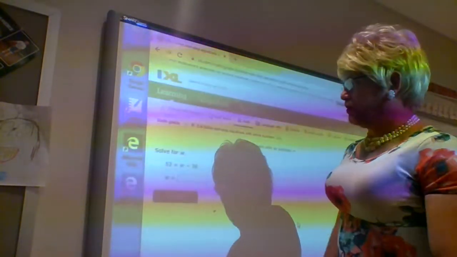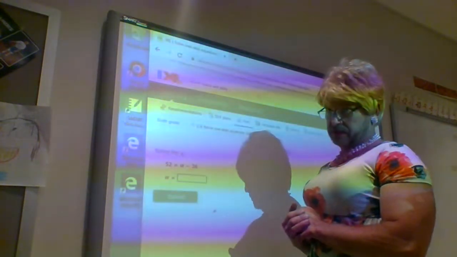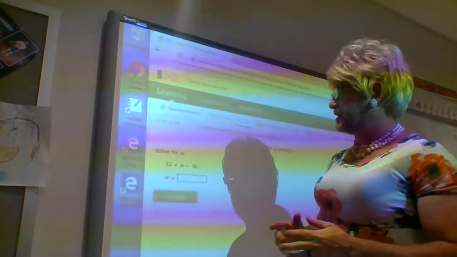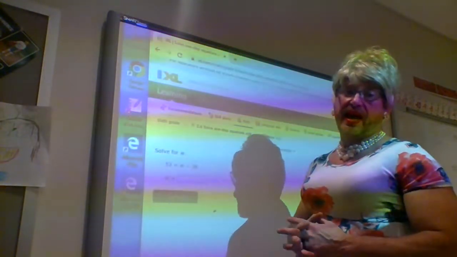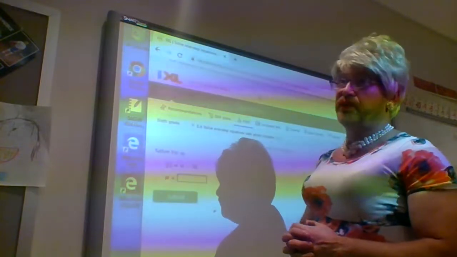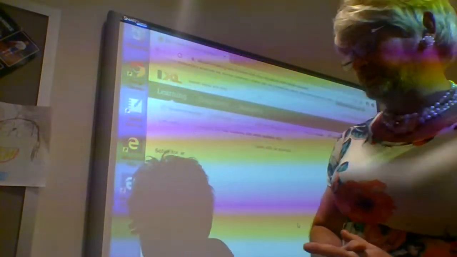Okay, so on this problem, it has 52 equals W minus 36. So my goal is to get W by itself. It says subtract 36. So I go to the other side and add 36. So 52 plus 36 is 88.